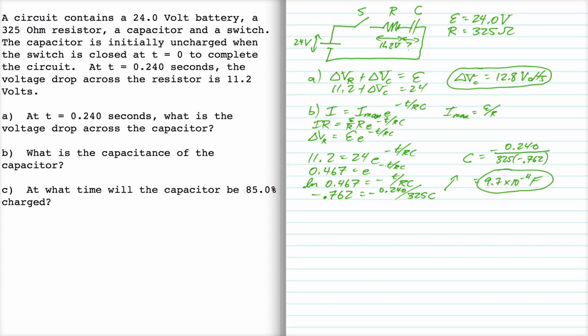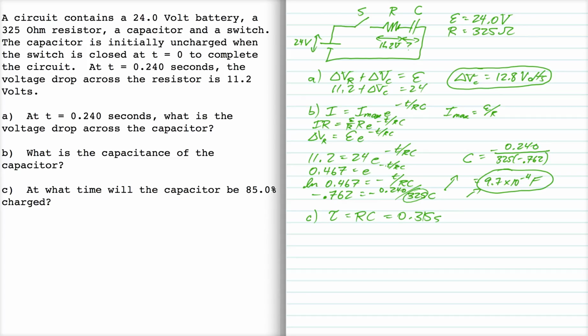It's a realistic value. Okay, part C. At what time will the capacitor be 85% charged? Alright, well, let's start with tau, I guess. It'll just save me some time to do this. Tau is equal to resistance times the capacitance, and that's 0.315 seconds, using this value for the capacitance and using 325 for the resistance.